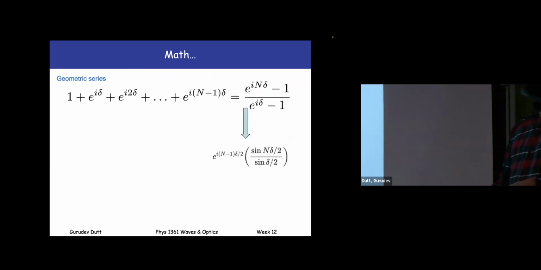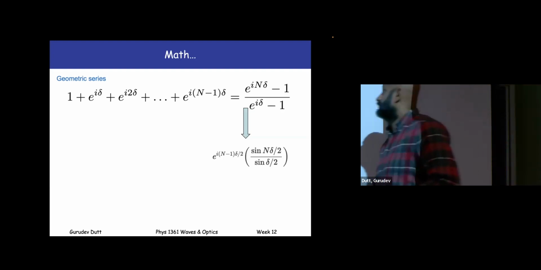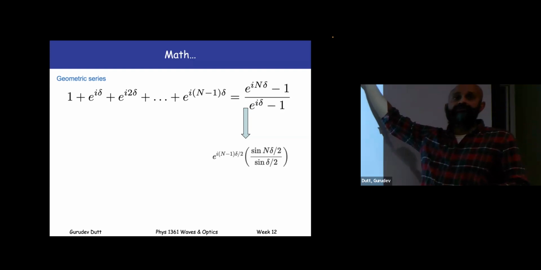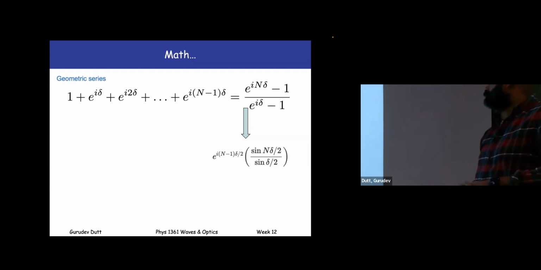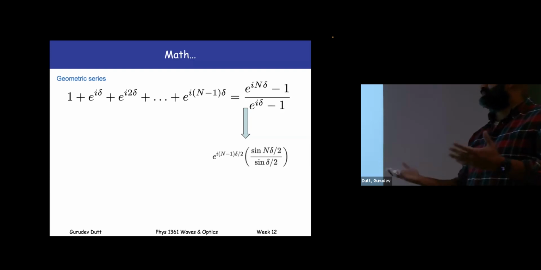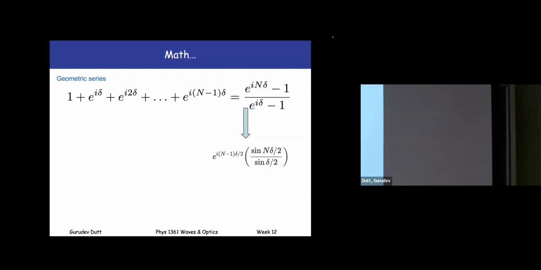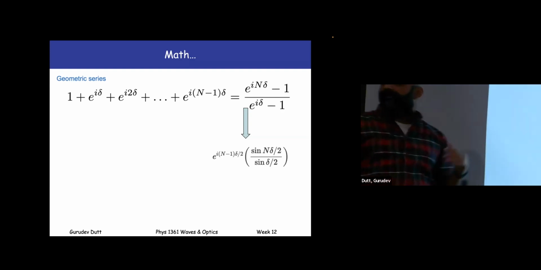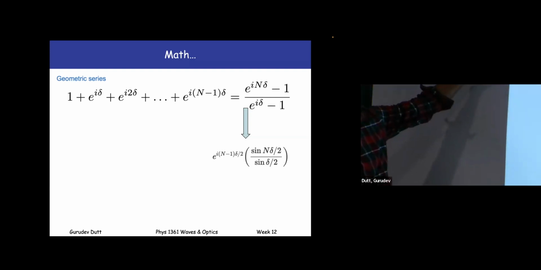Now this is just a geometric series: 1 plus e to the i delta, e to the i2 delta, up to e to the i (n minus 1) delta, which I can sum using the geometric series formula. It's fairly simple to derive. If anyone wants to, I can go over that. The idea is you call this sum S, equal to 1 plus all of those terms. Then I multiply by e to the i delta times S, and I get the same series, except with all these terms shifted over by 1. And then I just subtract one from the other.